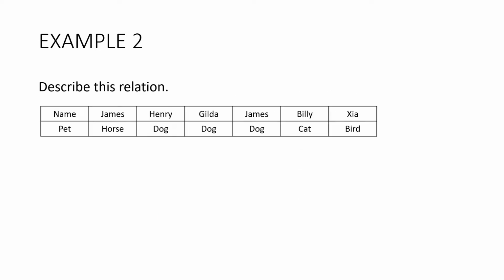Here's example 2. Describe this relation. So we've got various people and their pets, and we're going to assume that the two Jameses there are the same person. So we obviously don't have one-to-one because we've got 2 Jameses and 3 dogs. So we've got duplicates. Do we have one-to-many? Yes, we have the same person with different animals. And we've also got many-to-one. So this relation is many-to-many.